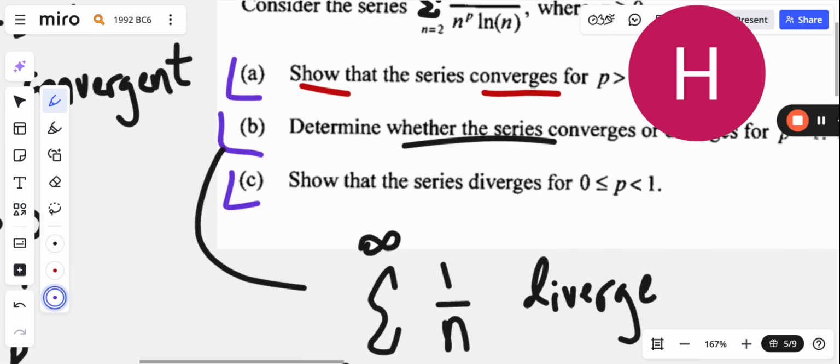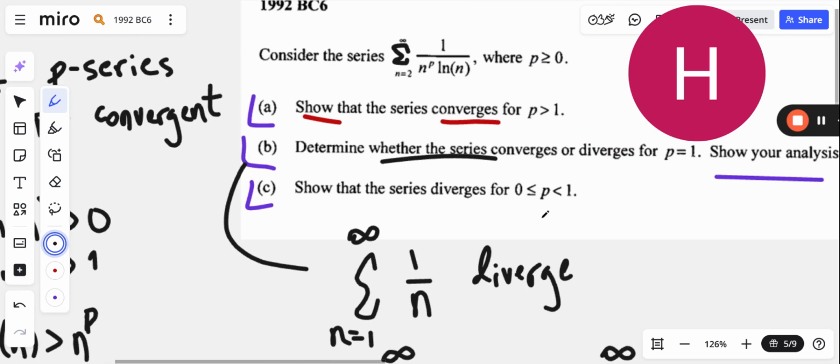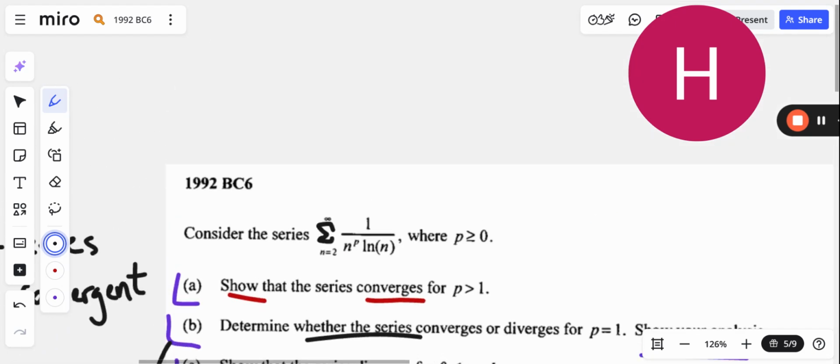Okay, great. Part C says show that the series diverges for p from 0 to 1. These are values for p, by the way. Interesting. Well, if p is from 0 to 1, what does that change exactly? Does it make the numbers smaller in the series or in the sequence?